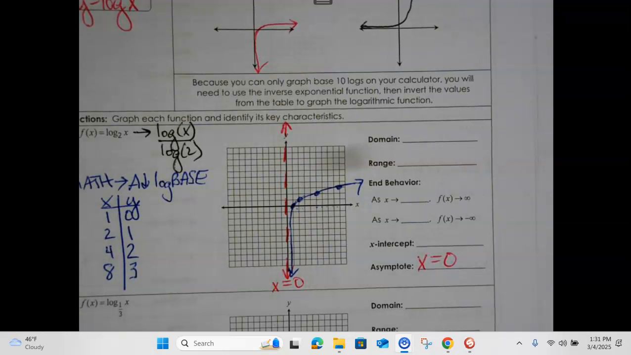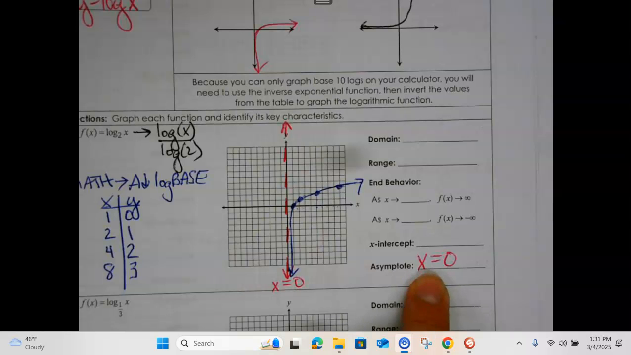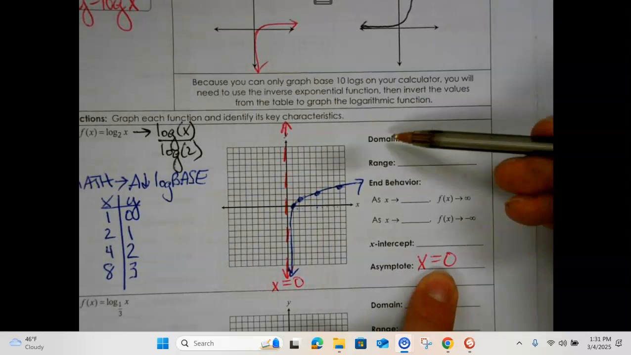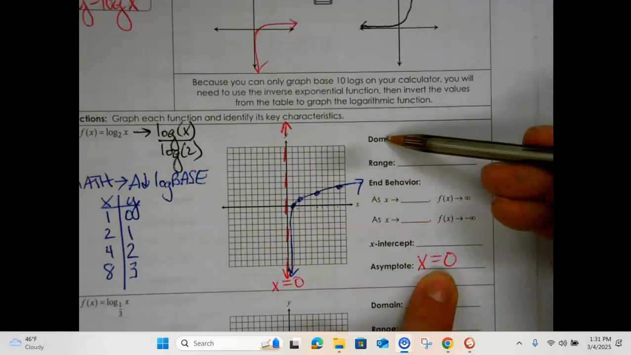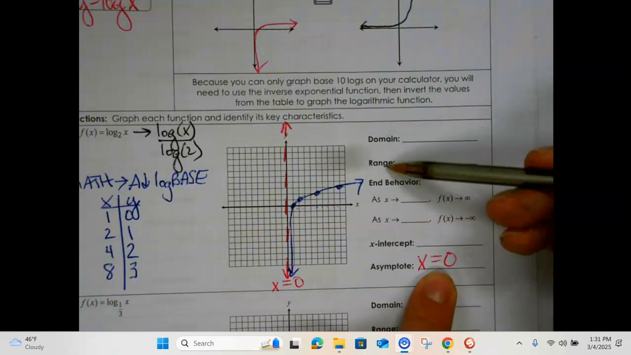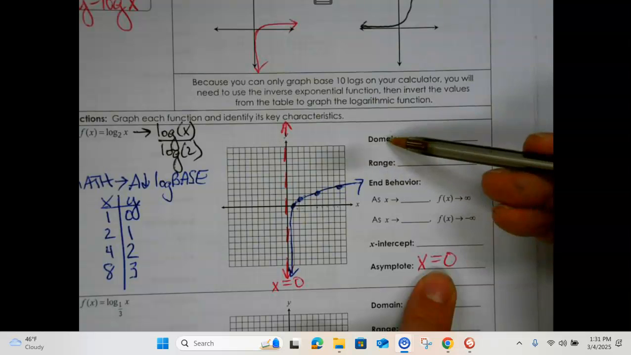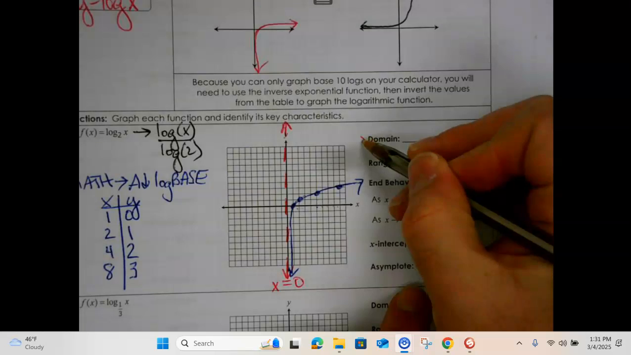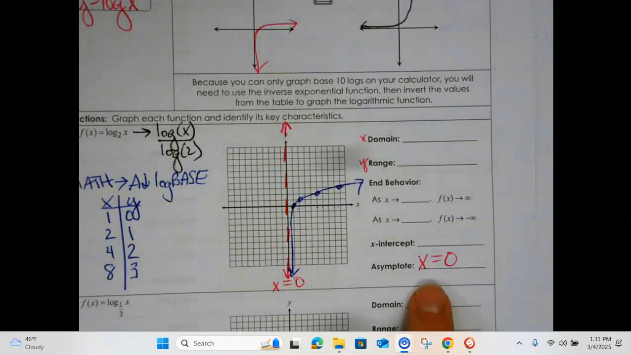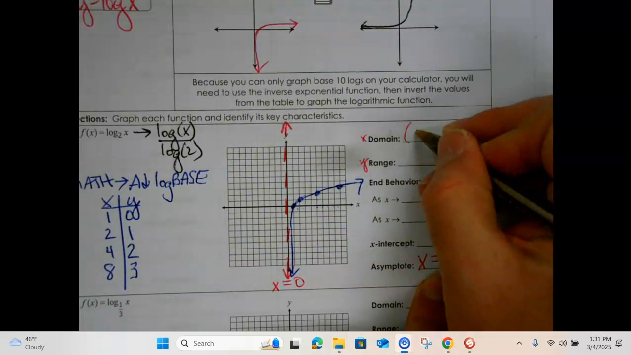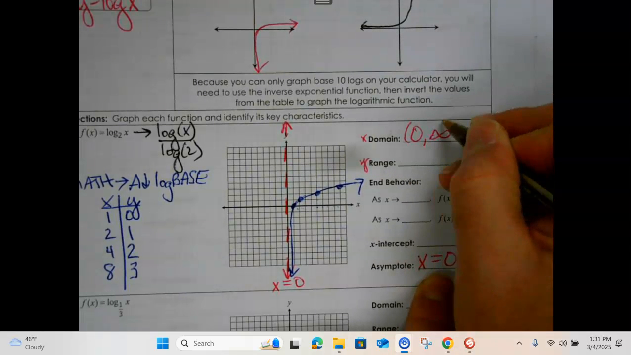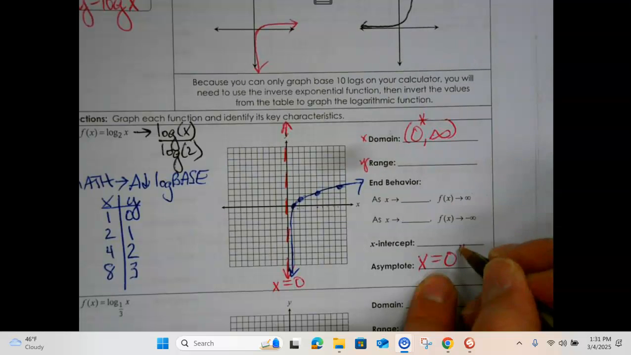And so what you're going to see here is you're going to start finding patterns with these again. So let me explain. The asymptote is at x equals 0. Is domain or range x? Which one's x and which one's y? Okay, domain is x and range is y. The asymptote is x, so your domain will start at your asymptote.